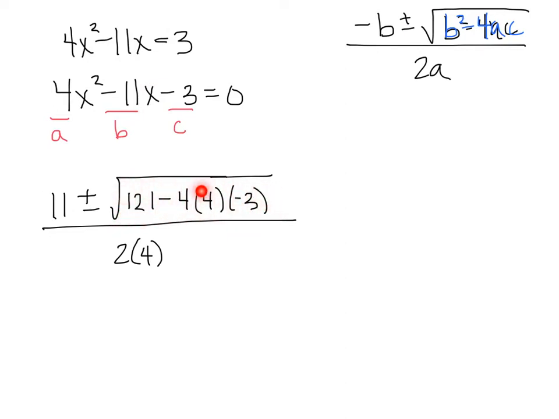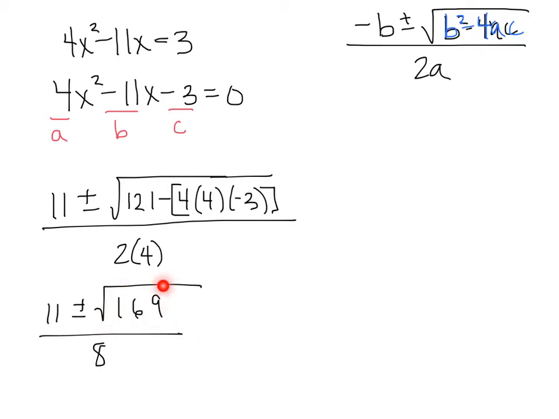Not only is that going to simplify this in one clean step, but it's going to tell us what our solutions are going to look like. So if I literally get into my calculator and take 121 minus parentheses 4 times negative 3, what you should end up getting is 169. Now that tells me a couple things. First of all, 169 is greater than 0.